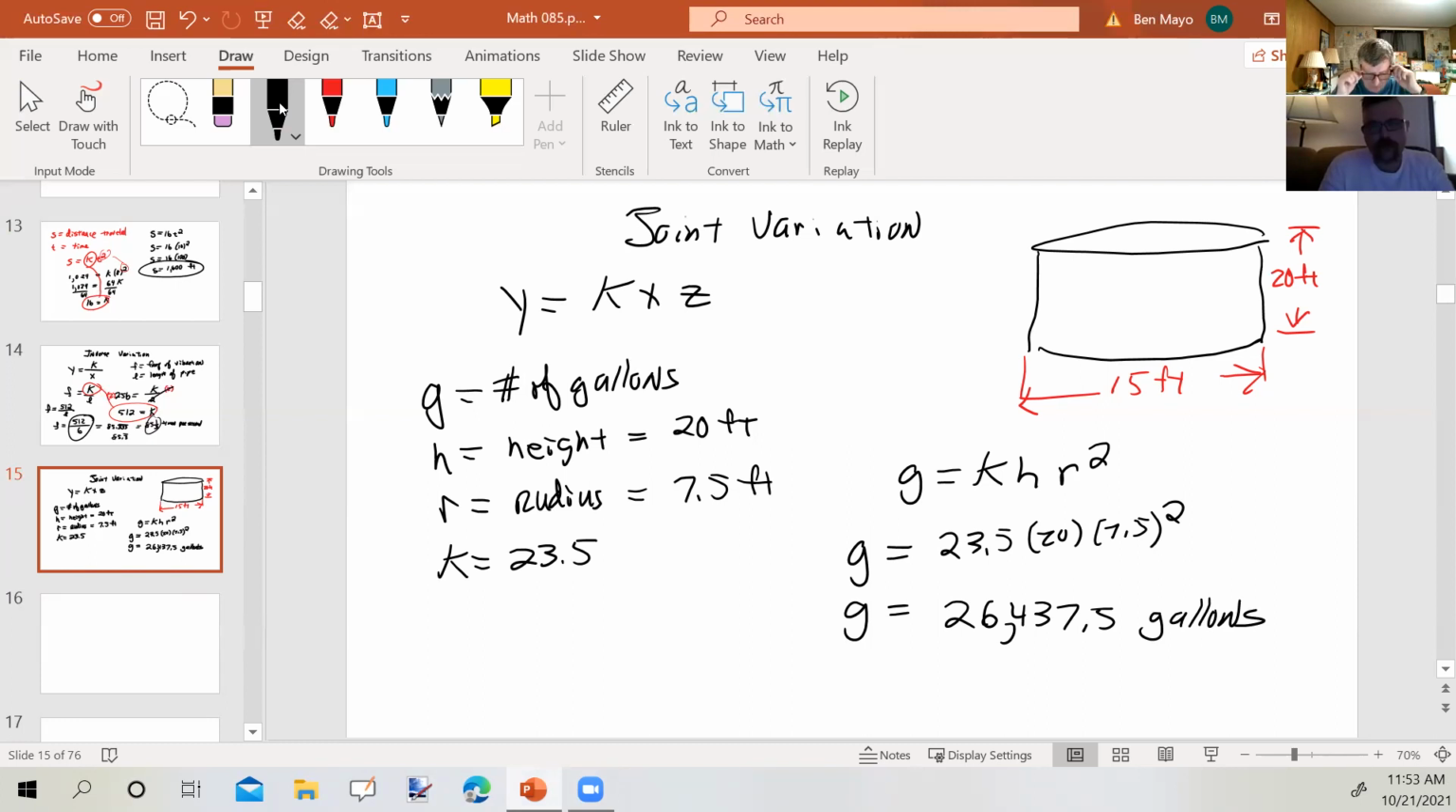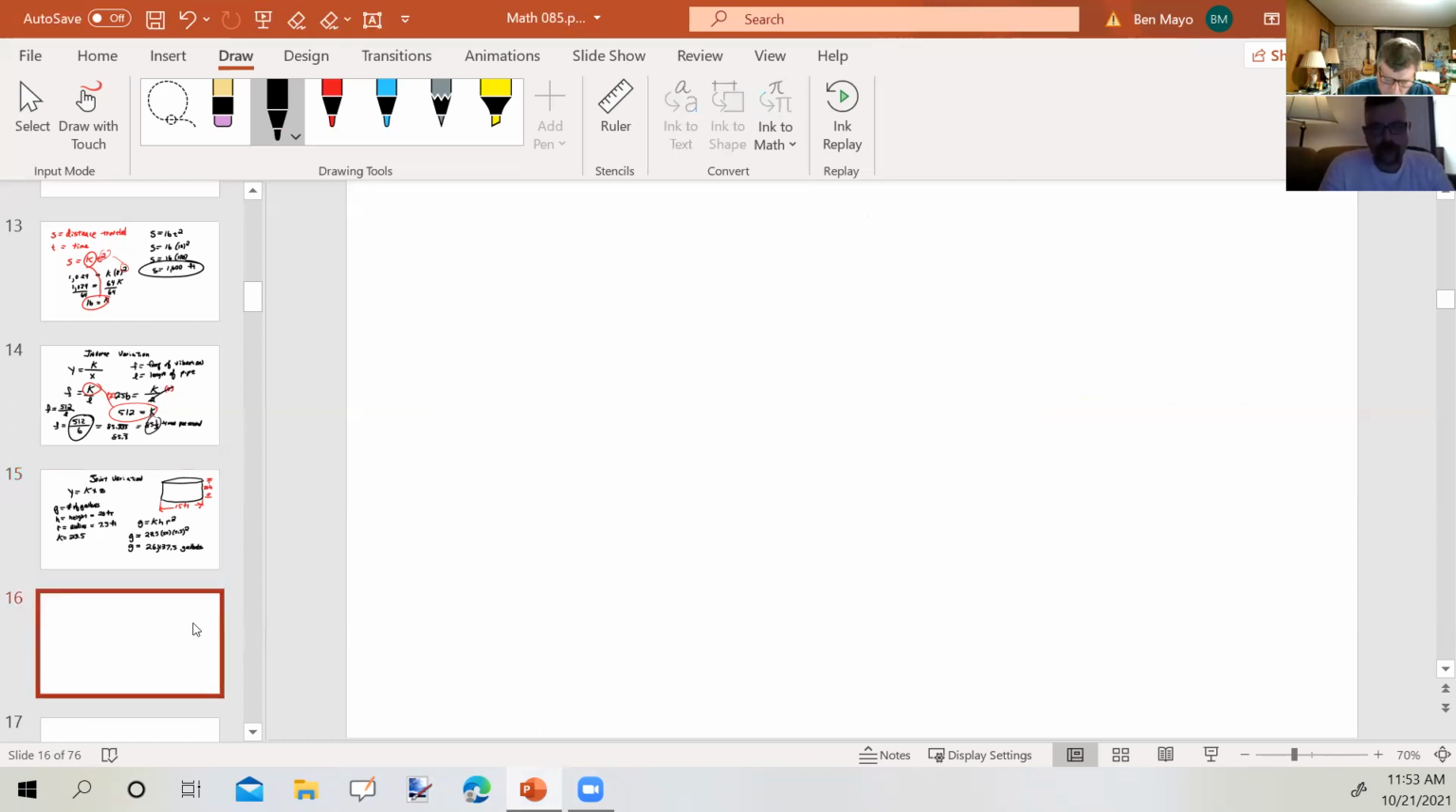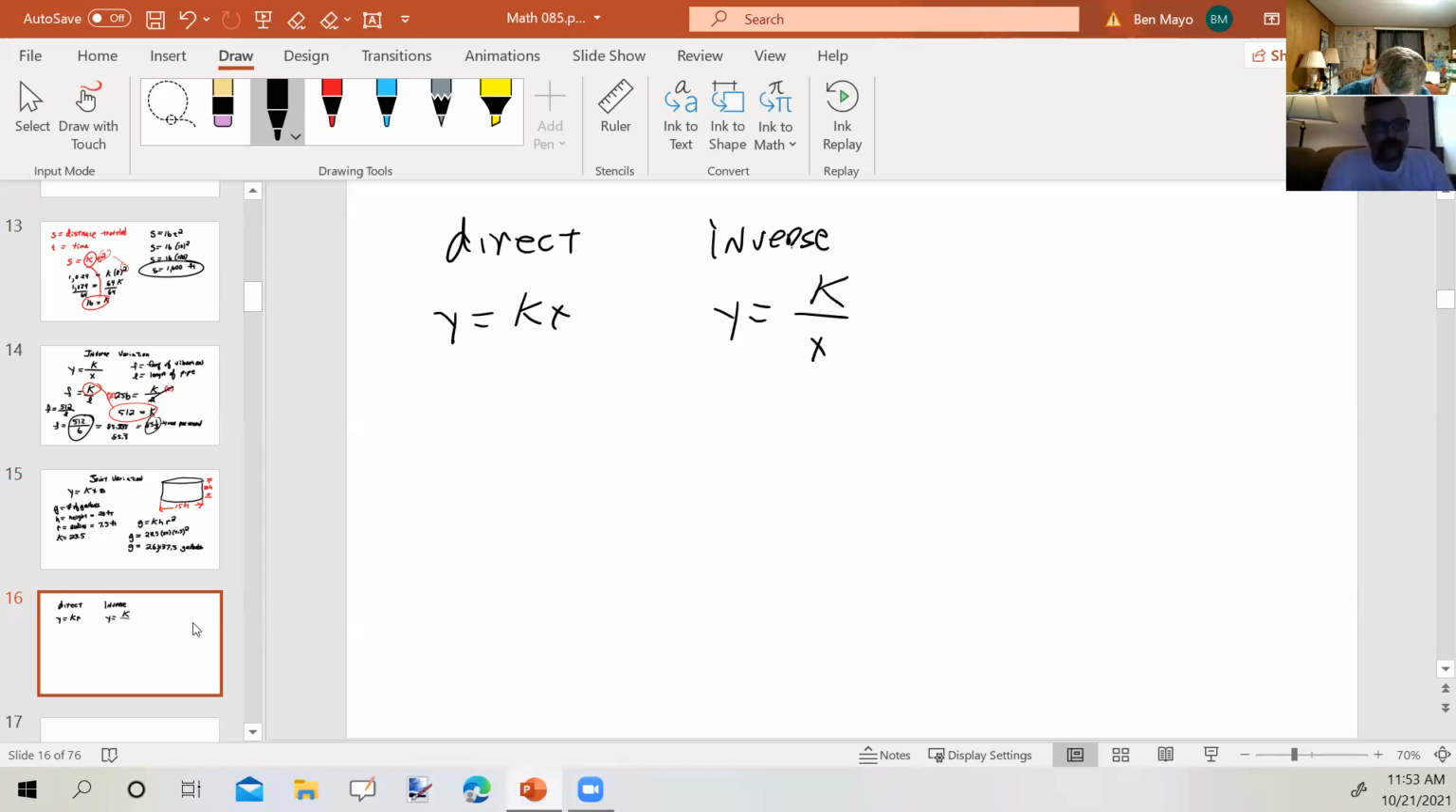All righty. So, review. Direct variation: one goes up, the other goes up. One goes down, the other goes down. Inverse: one goes up, the other goes down. One goes down, the other goes up. And joint: you have more than one variable on the right side of the equation.